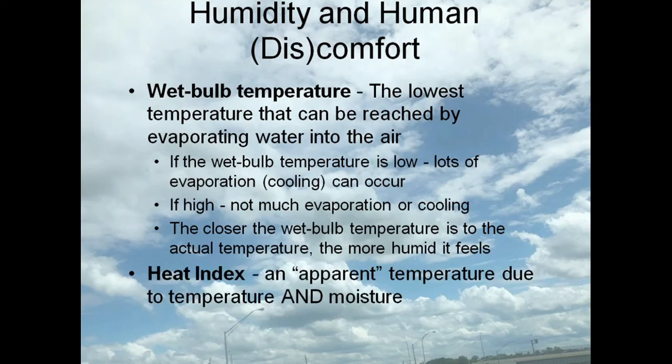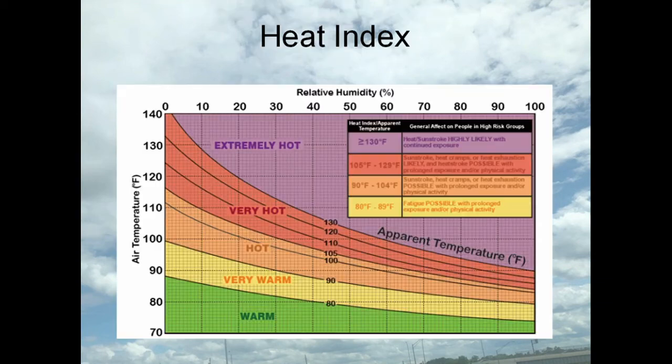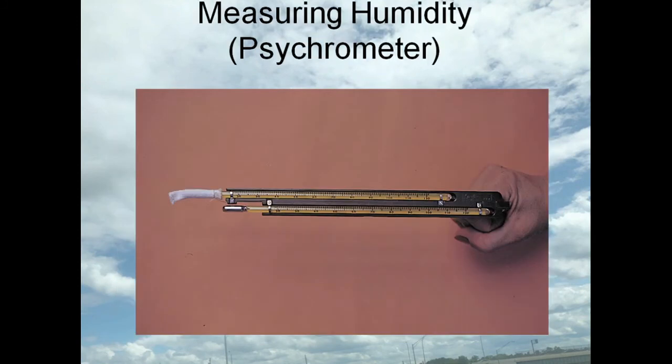And the heat index, the apparent temperature due to temperature and moisture. All right, here's an index chart. Measuring humidity with a psychrometer. If you see that little sock on the lower hanging thermometer, I used one of these in the military. It's a sling psychrometer, and you wet that sock, and then that gives you your temperature and your wet bulb. Then we input that and determined what the heat index was, to tell the Marines if it was safe to exercise or not.